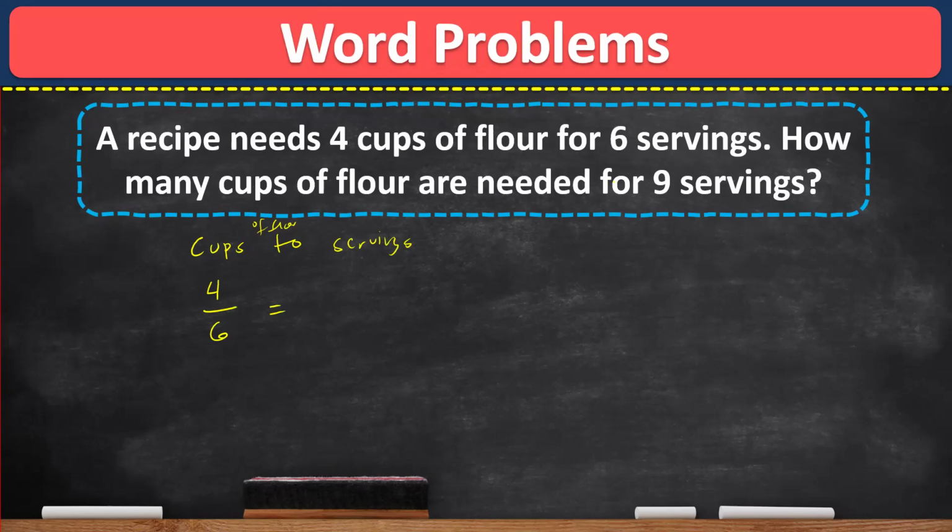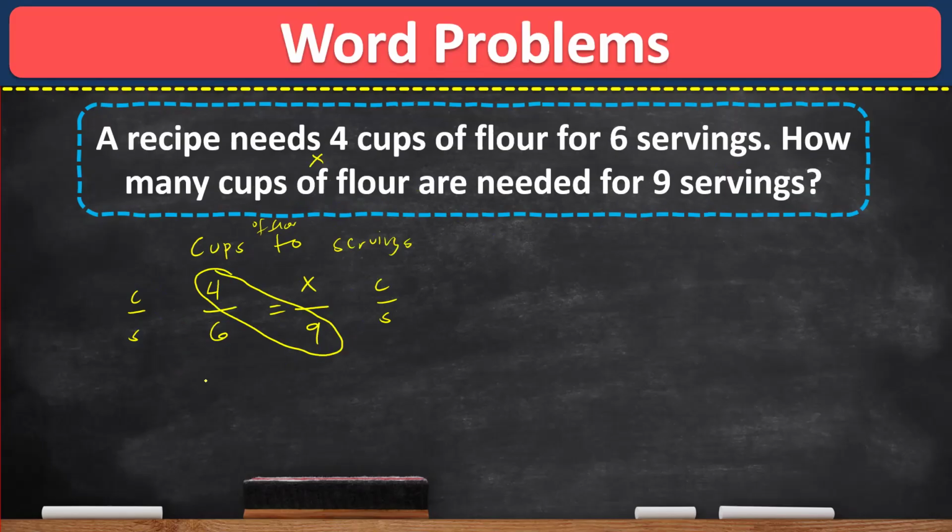That will be now equal to how many cups of flour are needed for 9 servings. So, this is cups over servings, so on the other side it should also be cups over servings. In the second, how many cups of flour is the unknown, so we can represent this as x. So, x over servings is 9.